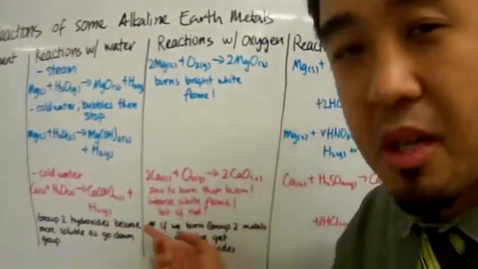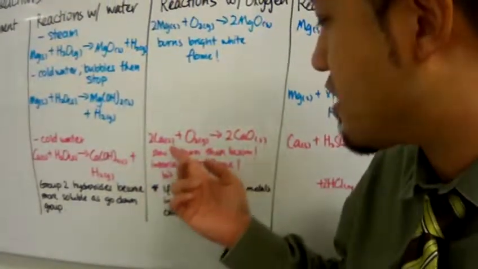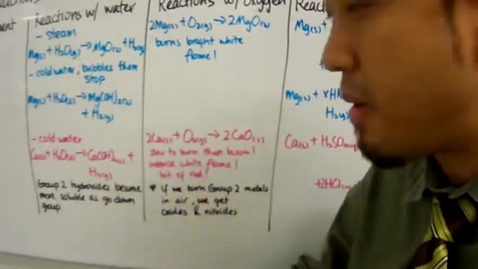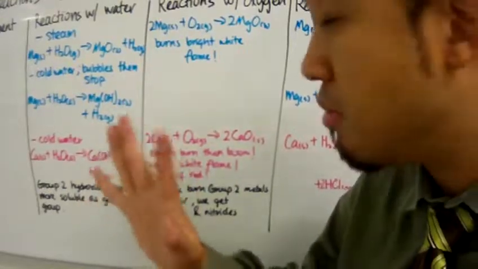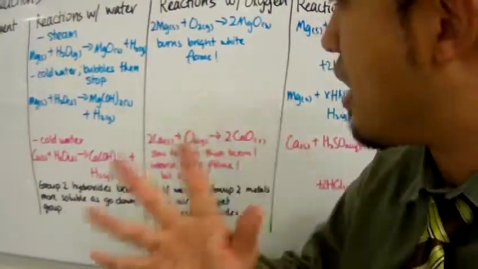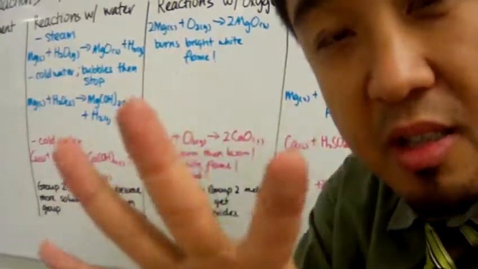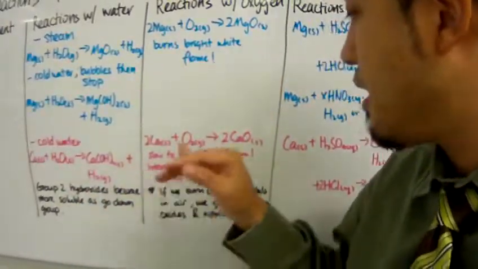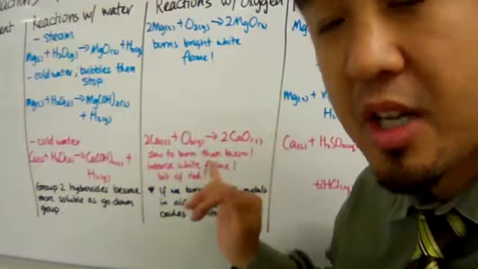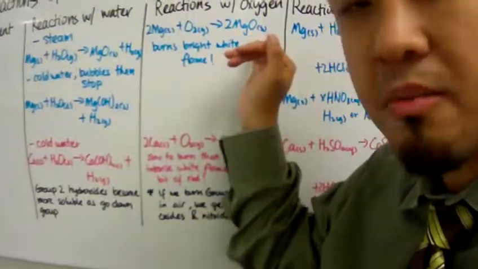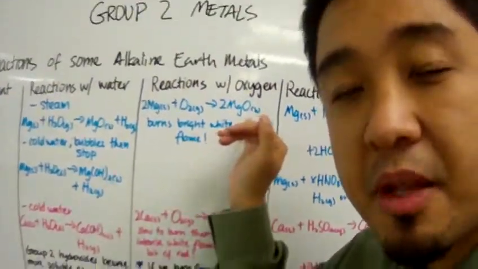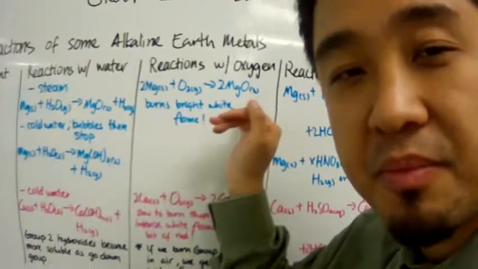Alright? Same thing with calcium. It's slow to burn at first, but when it does, boom! Very intense bright white light because it's more reactive. And you get a tinge of red in the flames. And what you get is calcium oxide, just like your magnesium reaction where you get magnesium oxide.